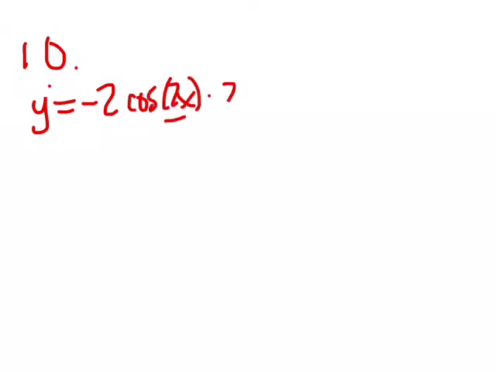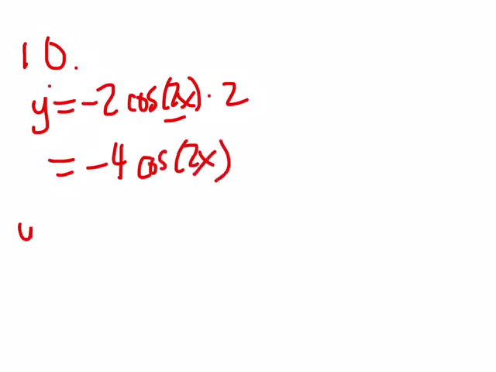Let's move on to the back page. So number 10, a tangent line equation. So I do the derivative. I get -2, bring that down, cosine, leave the g, times the derivative of 2x. So that gives me -4 cosine 2x.